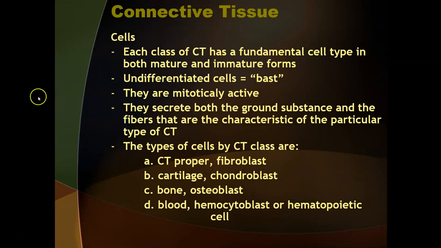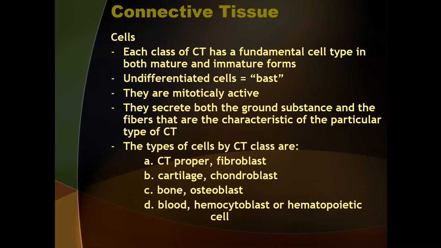Now, I've alluded to this a couple times. We said that epithelial tissue is all about cells, and connective tissue is about matrix. But we have to remember that there are cells embedded in the matrix. And each class of connective tissue, when we look at the different types that we have, has a fundamental cell type in both mature and immature forms.